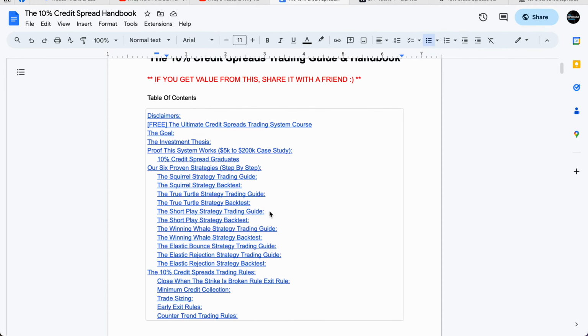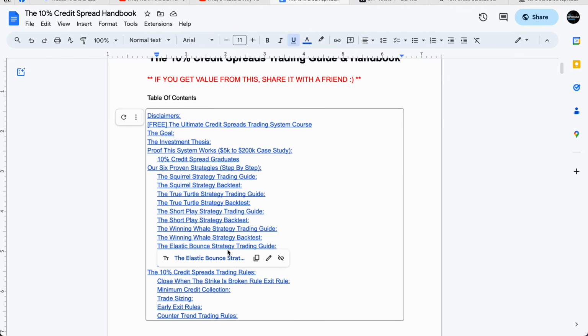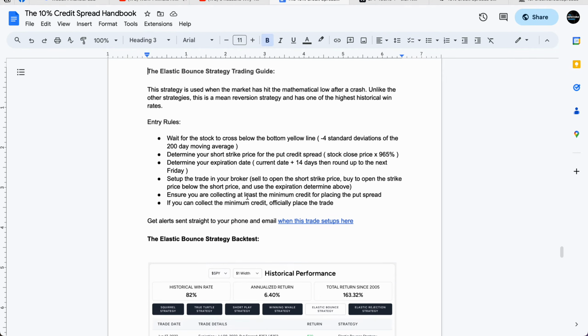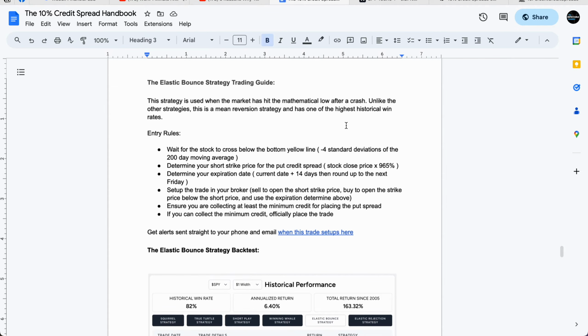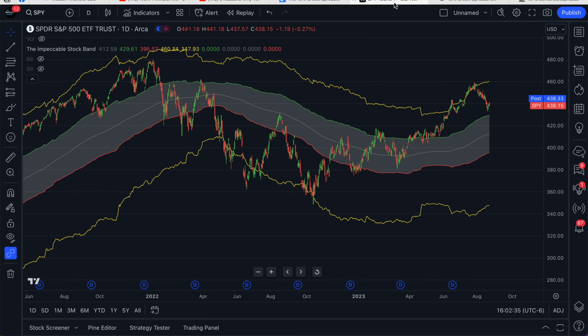Anyways, in this lesson, we're getting into the elastic bounce strategy. So let's dive into it right now. The elastic bounce strategy is once again a mean reverting strategy. Unlike the first three, the next three are mean reverting, which means that we're kind of betting against the trend. So we talked about a dip buy strategy in the last lesson. This one is very similar, except there is a key difference here.